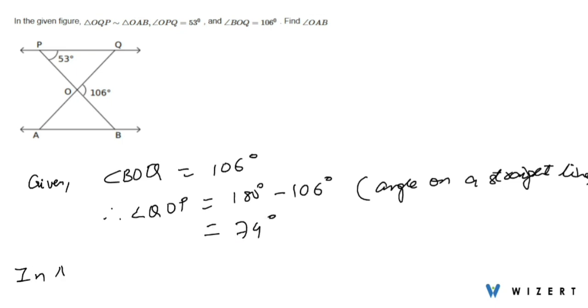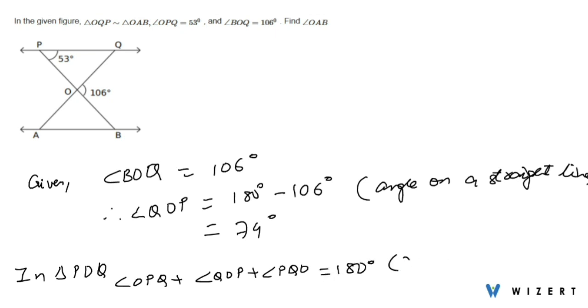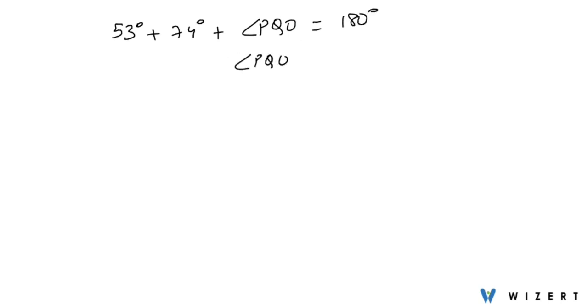Now, we can see in triangle POQ, we all know that the sum of the angles in a triangle is 180 degree. So, we can write angle OPQ plus angle QOP plus angle PQO as equal to 180 degree because of the property angle sum of a triangle. Now, let us substitute the values of the angle that is given in the question and one we have calculated. So, from here we can get the unknown angle, that is PQO, which is equal to 53 degree.